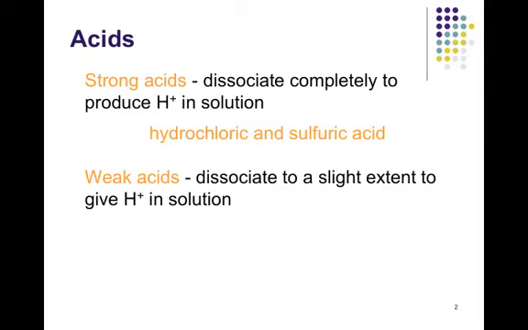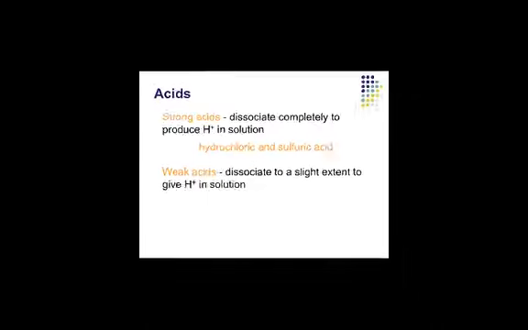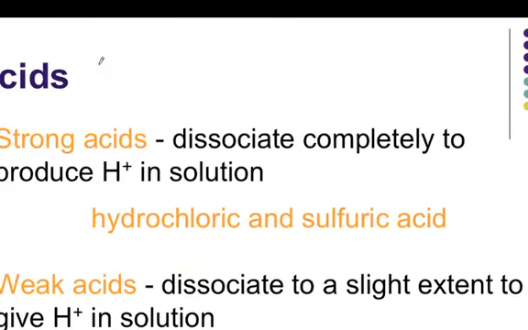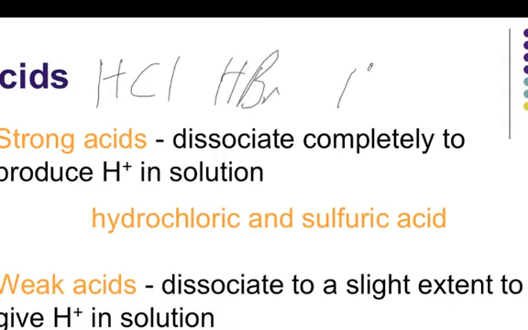Okay? And your strong acids are pretty easy. Your strong acids are a function of knowing these three: HCl, HBr, and HI. The friendly acids. HCl, HBr, HI are all strong acids. Any of the other binary acids you would see would, of course, be weak. So hydrofluoric is not one of these three, therefore it would be weak.